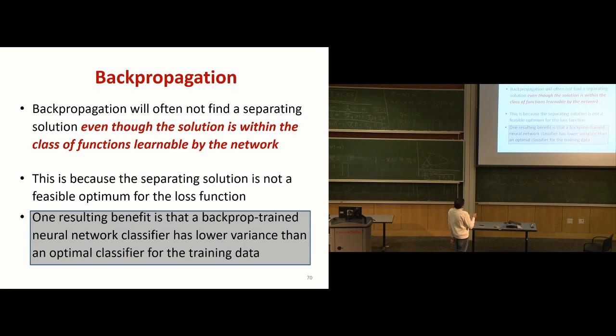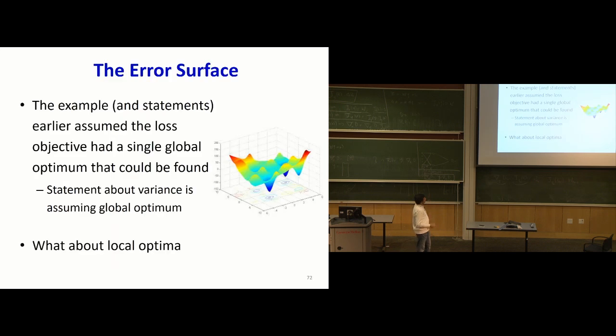So what this means is that backpropagation will often not find a separating solution, even though the solution is within the class of functions learnable by the network. And this is because the separating solution is not a feasible optimum for the loss function. One resulting benefit is that a backprop-trained neural network classifier has lower variance than an optimal classifier for the training data. An optimal classifier is one that does a perfect job for classification, but that's going to change a whole lot if just one point moves around, whereas a backprop-trained classifier is not going to just swing around with outliers.